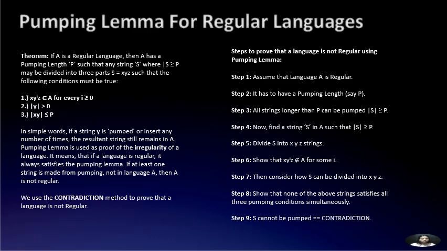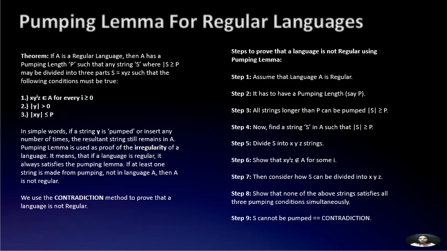In simple words, if a string Y is pumped or inserted any number of times, the resultant string still remains in A. Pumping lemma is used as a proof of the irregularity of a language. It means that if a language is regular, it always satisfies the pumping lemma. If at least one string made from pumping is not in language A, then the language A is not regular. We use the contradiction method to prove that the language is not regular.